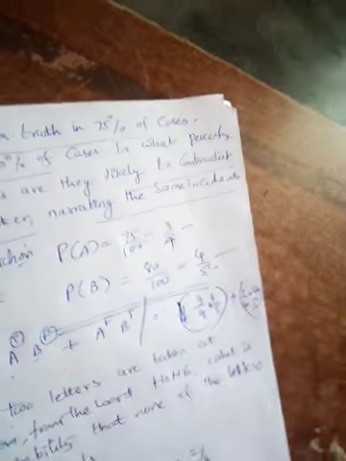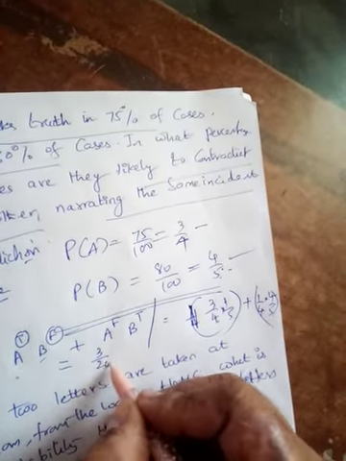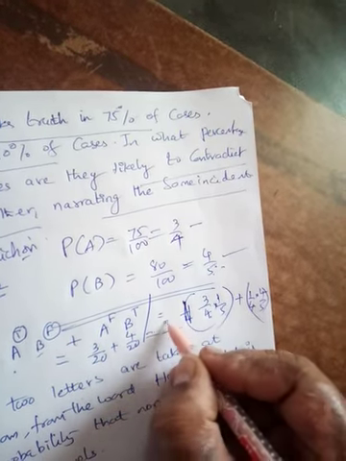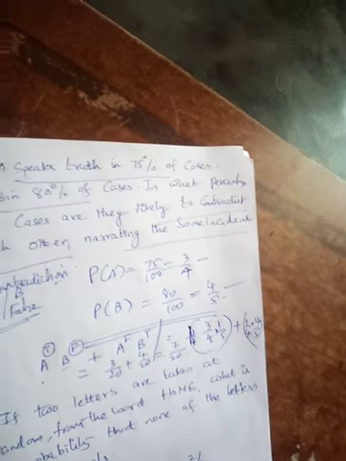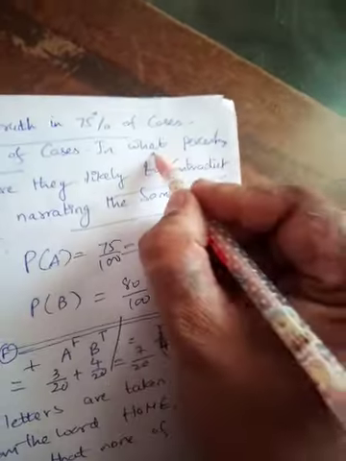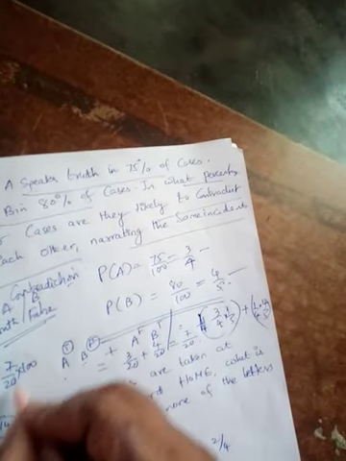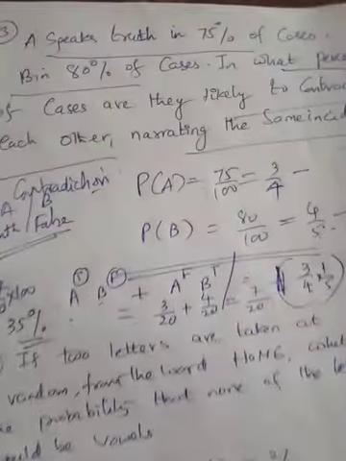If I solve this, what happens? Let me write here itself. That is 3 by 20 plus 4 by 20, that is 7 by 20. You can take it, my dear students. So the question is, in what percentage is it asking? The percentage is 7 by 20 into 100, that is 35%. 35% is the answer.